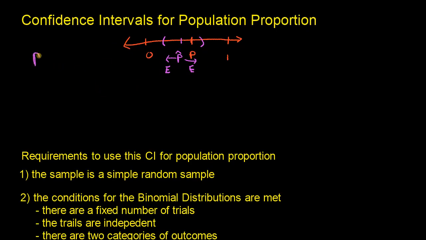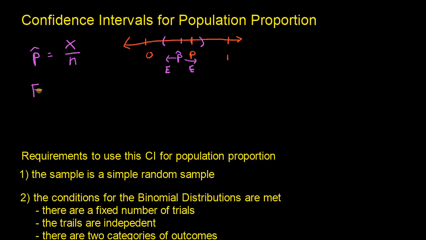First off, what is p hat? P hat is the number of successes divided by the number of trials. Sometimes people will just write it as x over n, right? So for example, if you're trying to calculate the proportion of people that enjoy to drive, you would say, okay, well, how many people enjoy to drive divided by how many people did you sample, right? So this is p hat, the sample proportion.